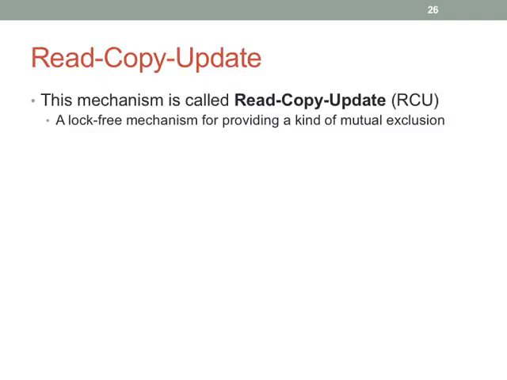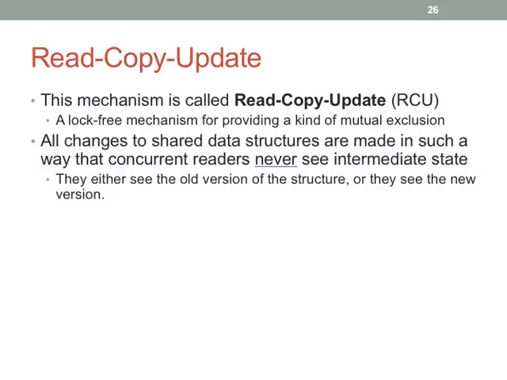So the mechanism is called read, copy, update, because, again, you're expecting that mostly you have reads. When you want to make a modification to a list, you basically have to make a copy of something, and then you have an atomic update. So that's where read, copy, update comes from. And like I say here, it is a kind of mutual exclusion. If I have time, I'll tell you about some of the caveats that are important to be aware of. So, changes to data structures made in such a way that concurrent readers never see intermediate state.